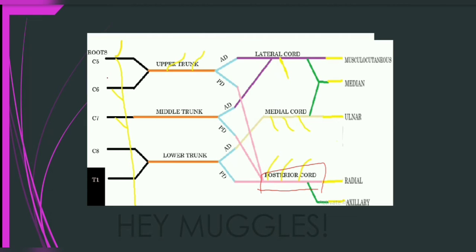It is a continuation of the posterior cord of your brachial plexus, and it is carrying fibers from C6, C7, C8 and T1. So what is the root value of your radial nerve? That is C5 to T1. Is it clear to all of you?